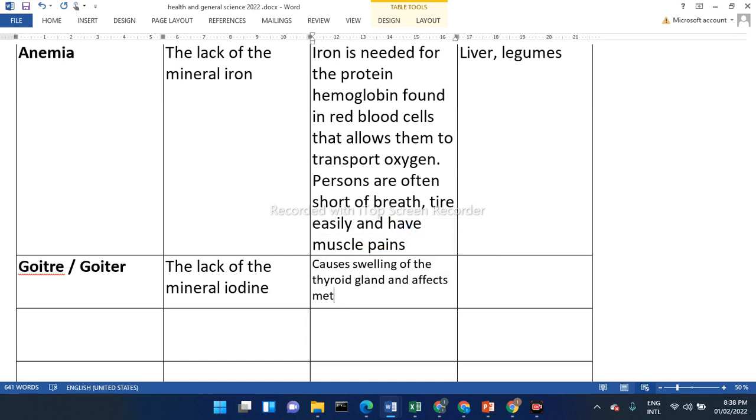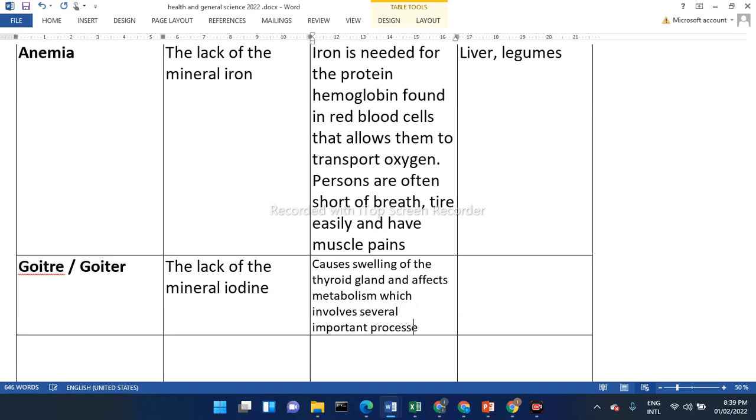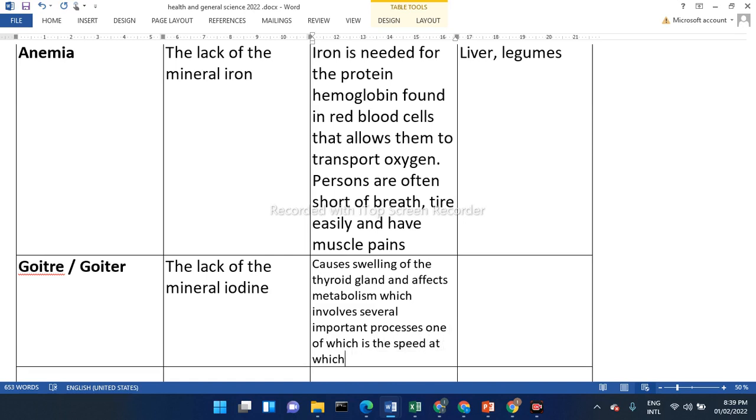So this causes swelling of the thyroid gland and affects metabolism, which involves several important processes, one of which is the speed at which the body converts food to usable energy.